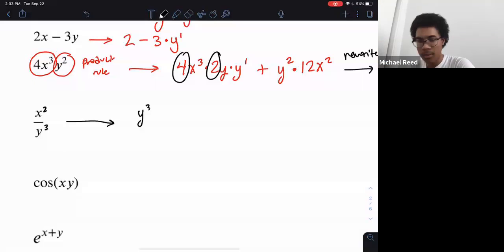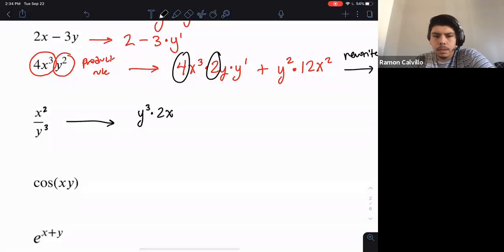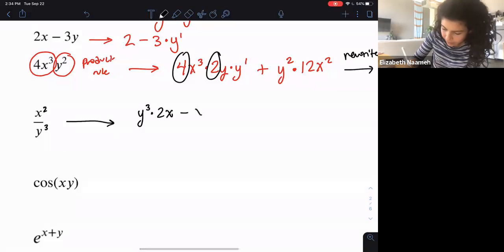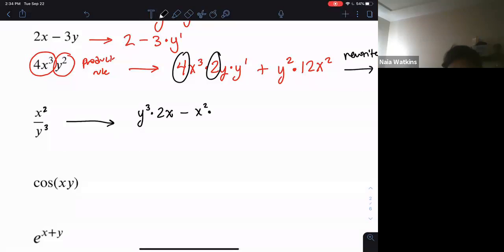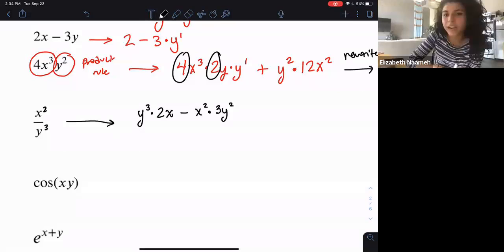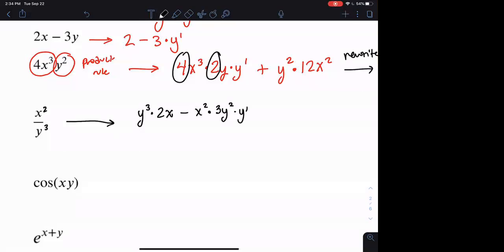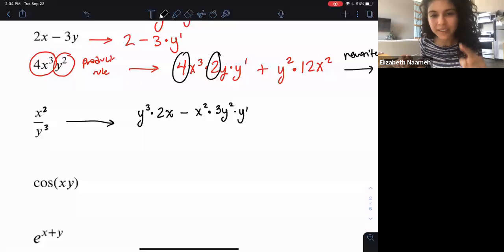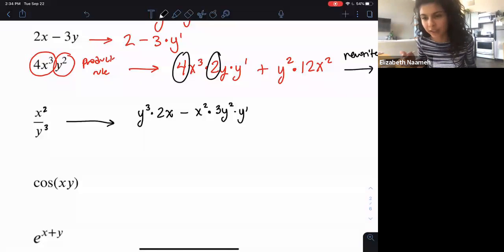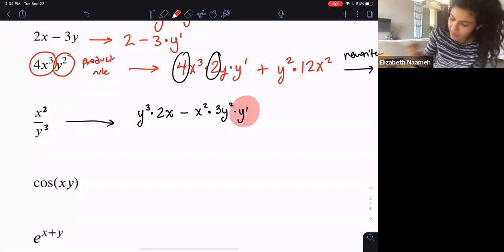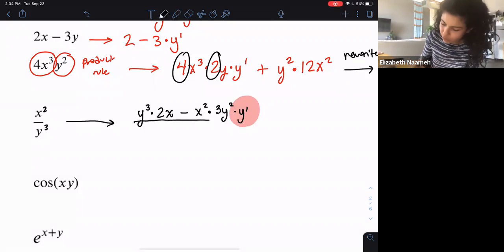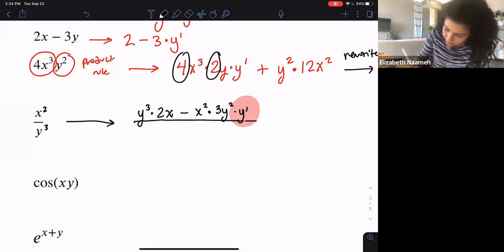Y cubed. The derivative of the top? 2x. Minus, now my high, x squared. And what's the derivative of the bottom? 3y squared. You guys are forgetting something. Followed by the chain rule, you guys. 3y squared times y prime. Don't forget the y prime. That's the most common mistake. All over low squared.